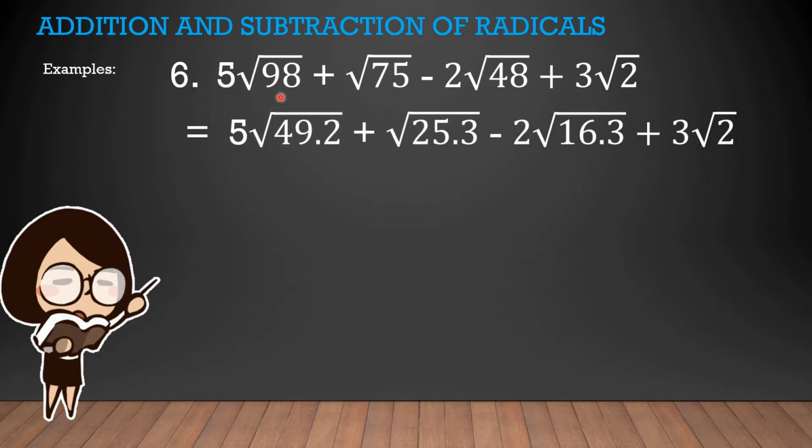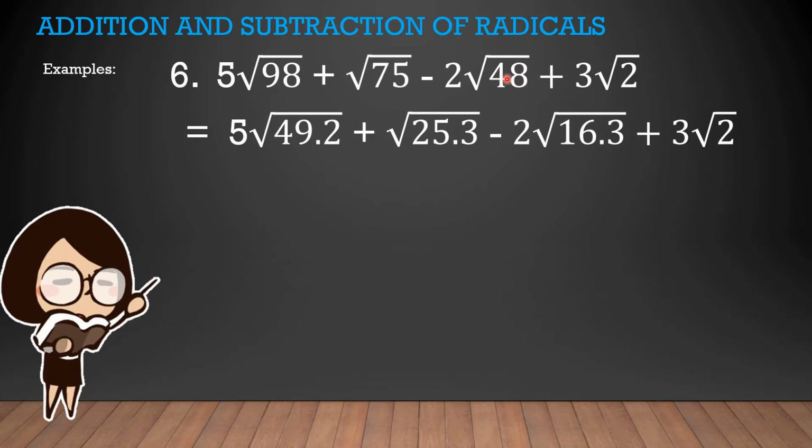So, we need to simplify the square root of 98. What are the factors of 98? We have 49 times 2. So we have 5 square root of 49 times 2, plus, in the square root of 75, we have 25 times 3, minus 2 times the square root of 48.